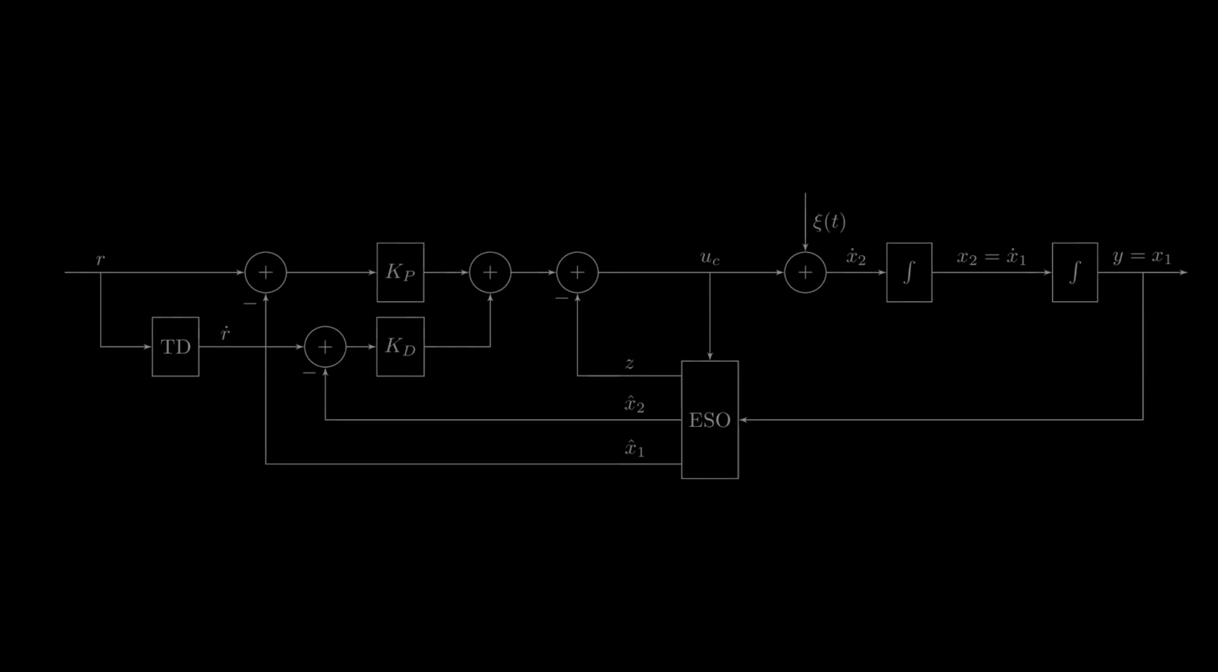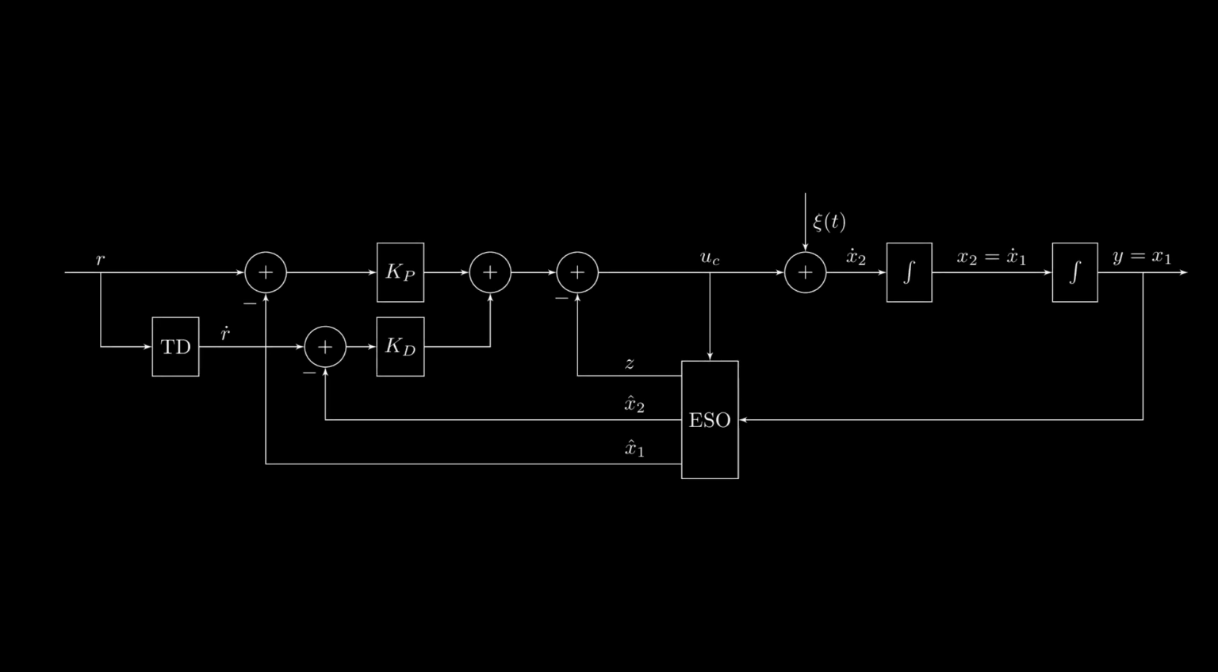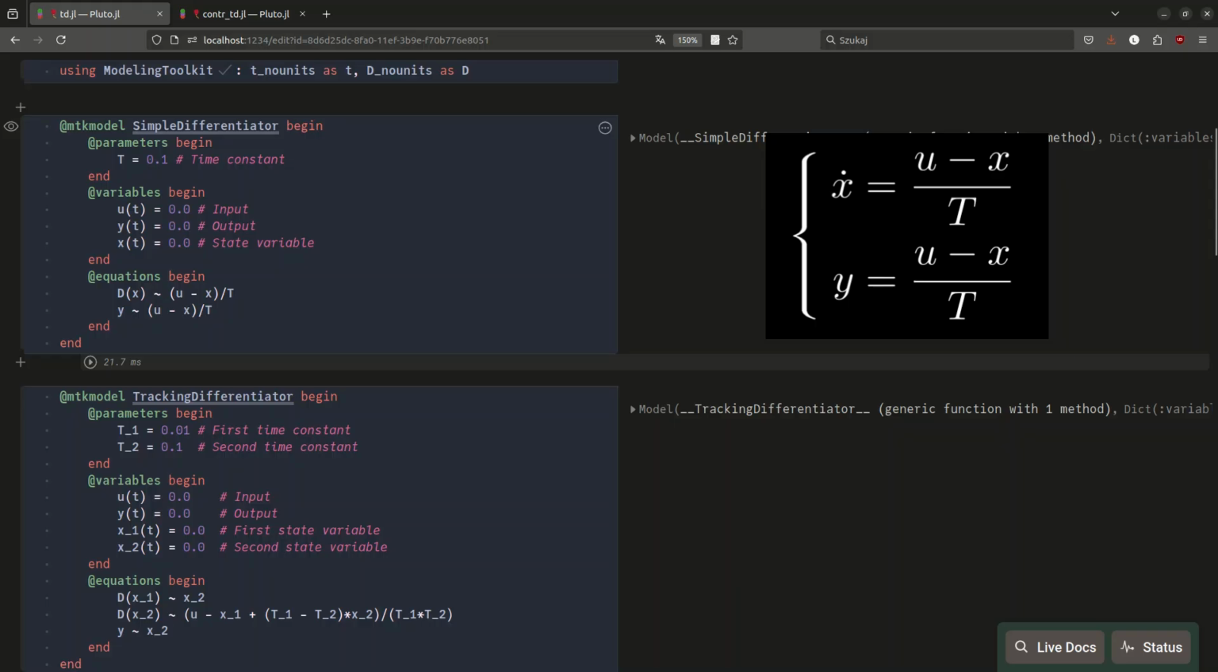This was the last missing piece of the puzzle. Now we have all the building blocks to create a full active disturbance rejection controller. Before we conclude, let's return to our simulation and see if the tracking differentiator really does its job and how the full setup performs. Okay, let's now see how the differentiators actually work.